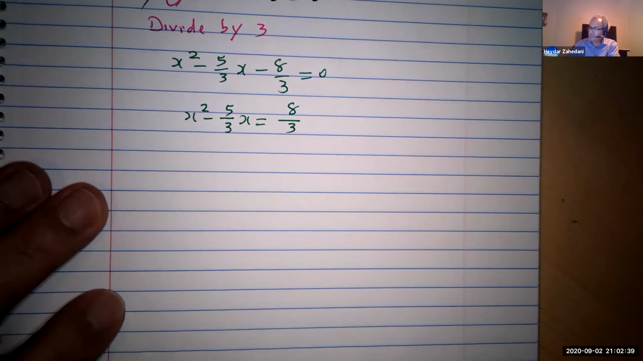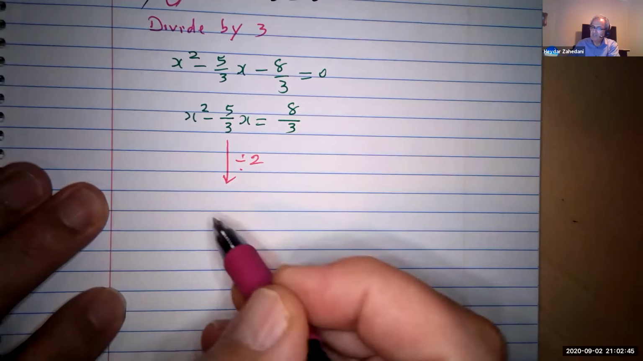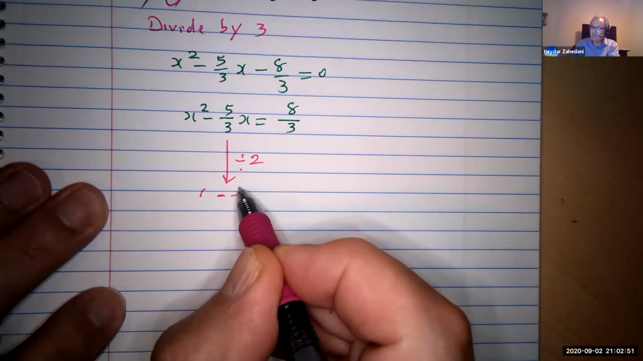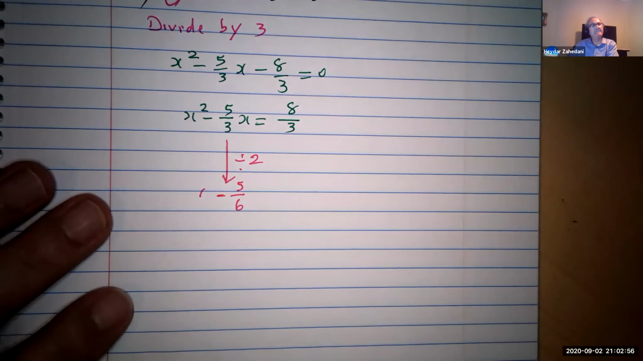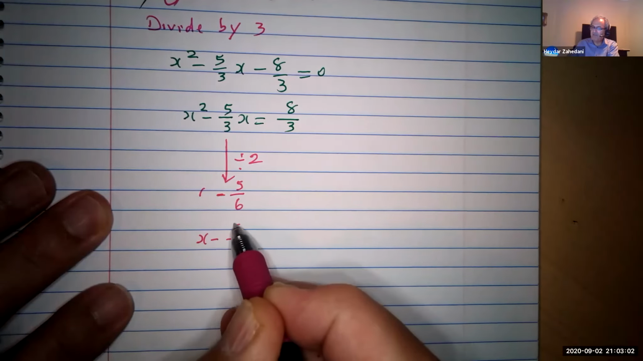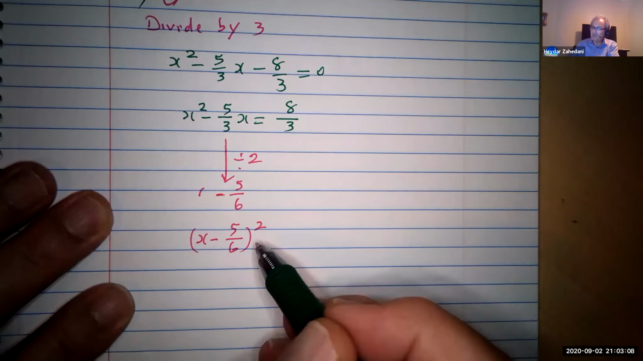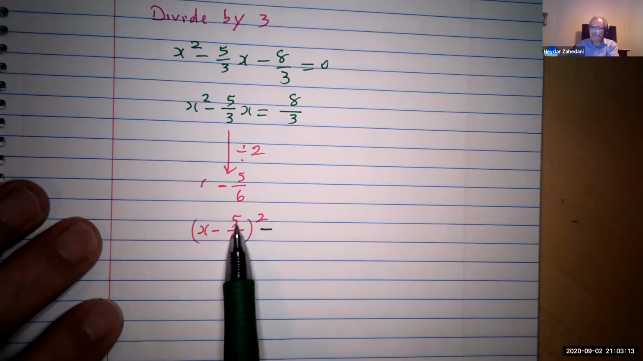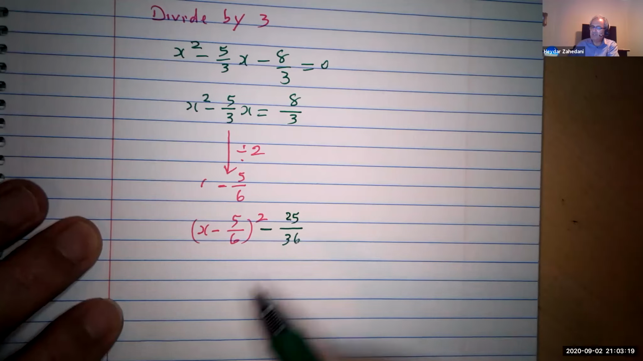Now, what is that operation we talked about? It's similar. You divide this one by 2. That gives you what? Negative 5/6, because it's 3, you divide it by 2 again. So that gives you 5/6, so you have x minus 5/6 all squared. But you have to pay for it. Minus what? You see, a square of the 5/6: 5 squared would be 25, 6 squared would be 36.